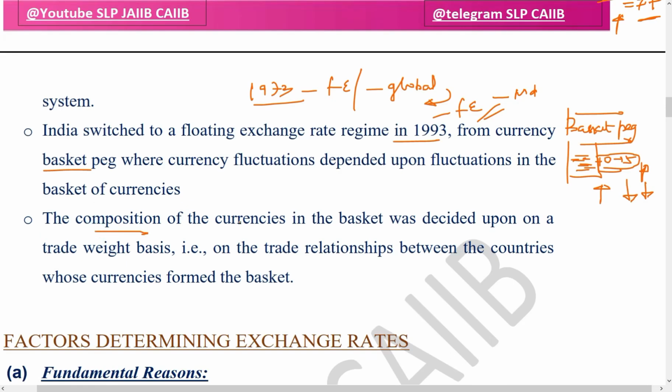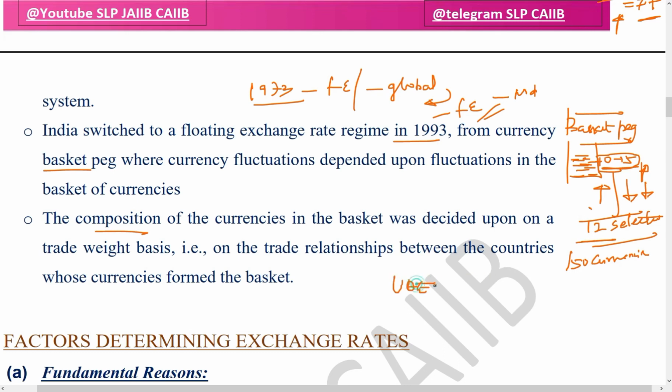The composition of the currencies in the basket was decided on a trade weight basis, that is, on the trade relationship between the countries whose currencies form the basket. So I told you we selected 10 to 15 currencies and put them in the basket. Exactly why did we select these? For example, if India selected 12 countries' currencies, why specifically only these 12? Why have we not selected other countries? Since there are more than 150 currencies in the global market, why did we choose these 12? Because they are our major trade partners.